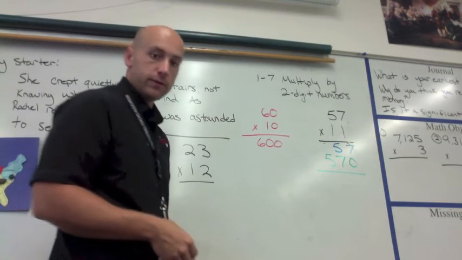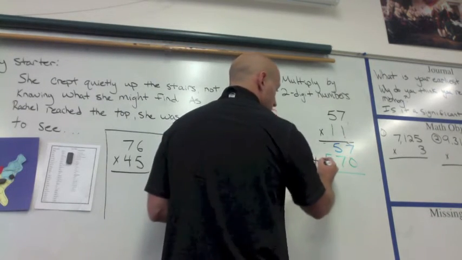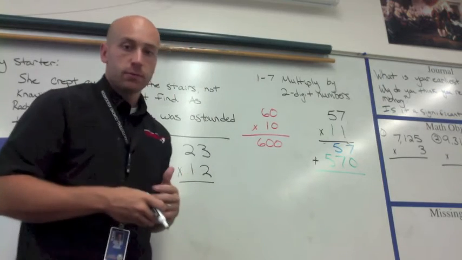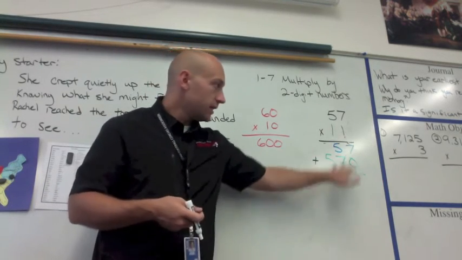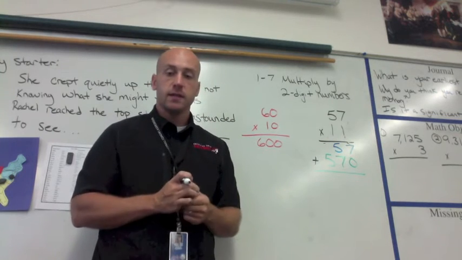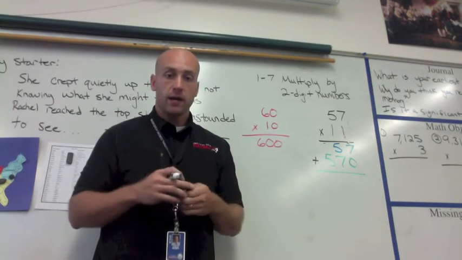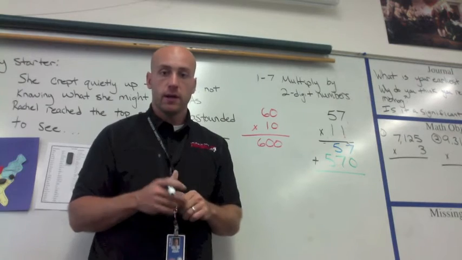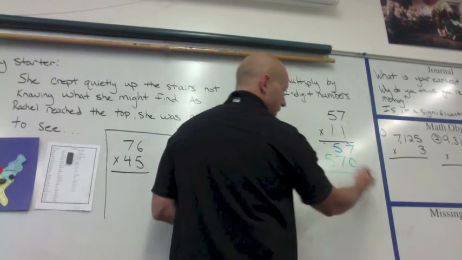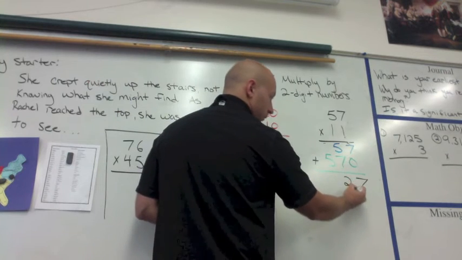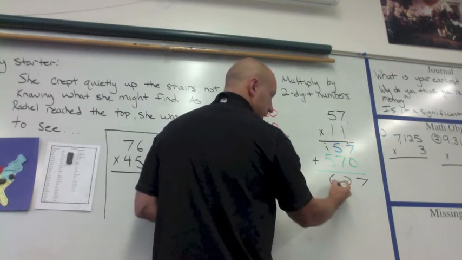And now all we have to do is add our numbers. Make sure that when you do this multi-digit, two-digit or more digit multiplication, that you line them up really nice so that you can see it well, and that you add it correctly. You don't want to do all the work and then mess up when you add your numbers. 7 plus 0 is 7. 5 plus 7 is 12. 1 plus 5 is 6.